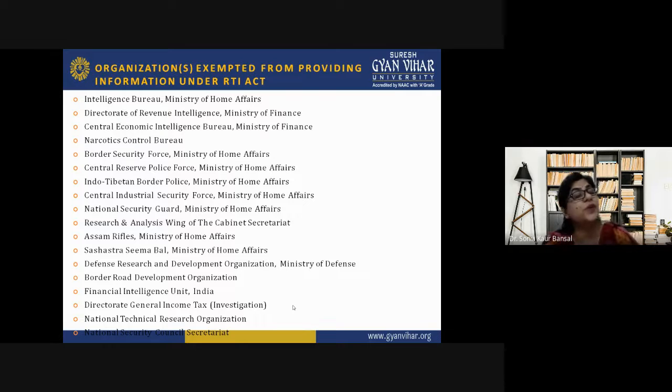So students, you must have understood that these are the important organizations and agencies which are really exempted from giving any information under the RTI Act.